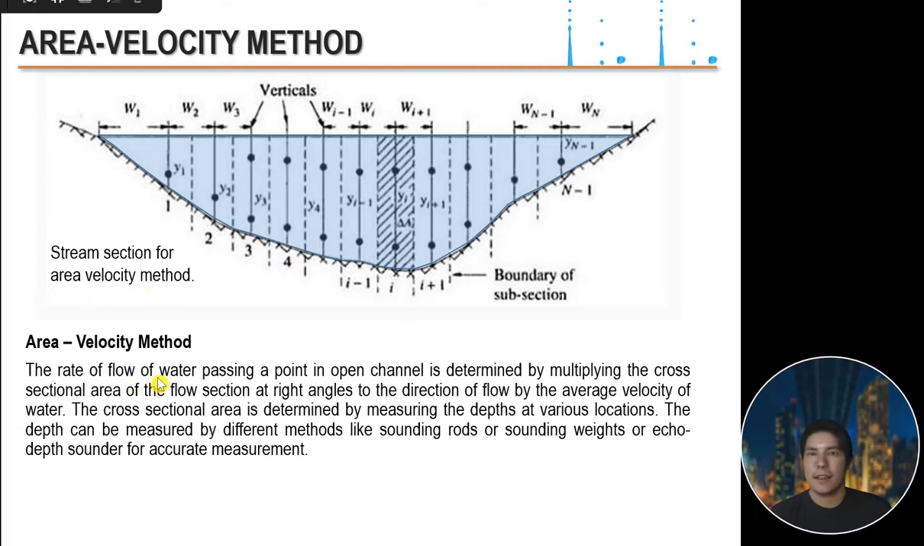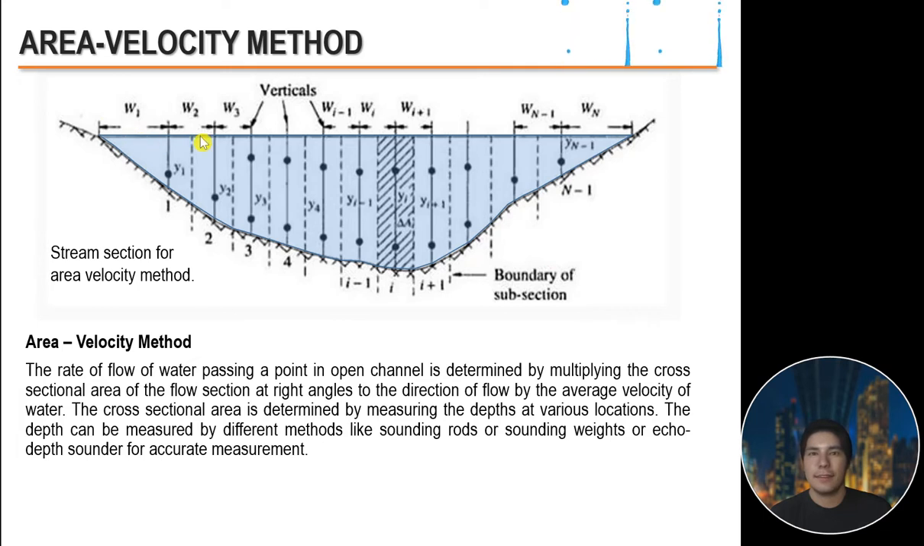So, the rate of flow of water passing a point in an open channel is determined by multiplying the cross-sectional area of the flow section at right angles to the direction of flow by the average velocity of the water. So the cross-sectional area is determined by measuring the depth at various locations, and the depth can be measured by different methods like sounding rods or sounding weight or echo depth sounder for accurate measurement.